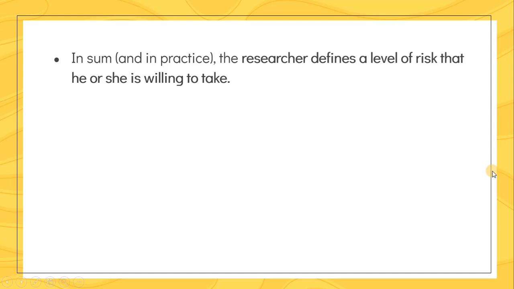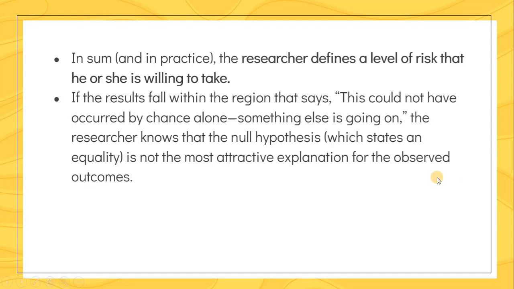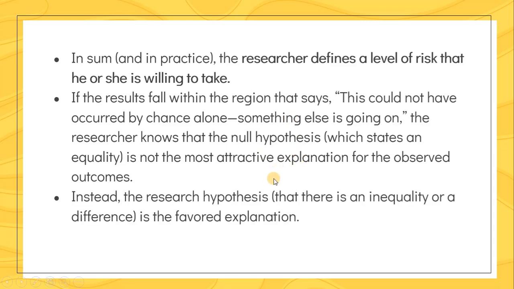So in sum and in practice, the researcher defines a level of risk that he or she is willing to take. If the results fall within the region that says this could not have occurred by chance alone, something else is going on, then the researcher knows that the null hypothesis is not the most attractive explanation. So you could reject your null hypothesis and then attribute it to your alternative hypothesis. Instead, the research hypothesis is your favorite explanation.